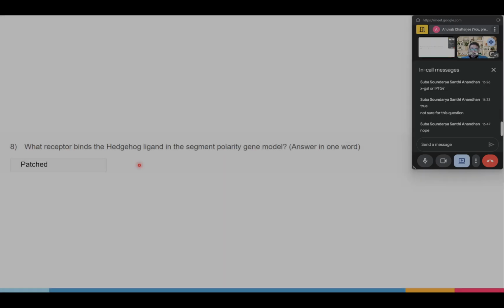So what receptor binds the hedgehog ligand in the segment polarity gene model? The answer is patched.